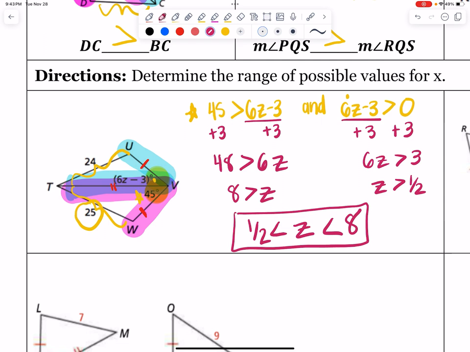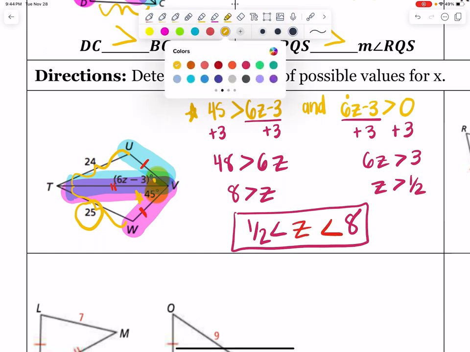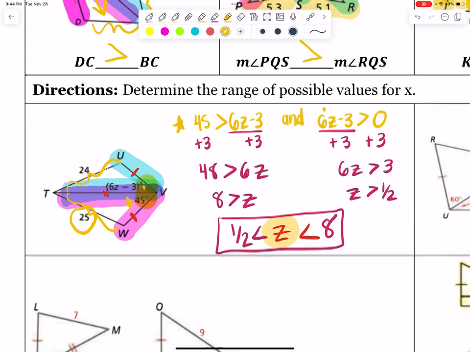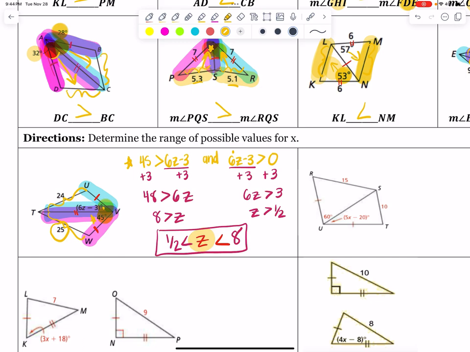So if z was anything outside of that range, here we go. Oh, goodness, that was the wrong thing, y'all. I'm so sorry. If z was anything outside of this range, then this would not work. So when we're looking at this, we want z to be greater than 1/2, but smaller than 8. Okay, let's do that again.